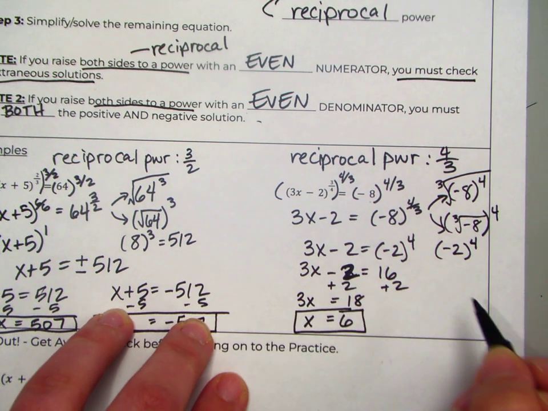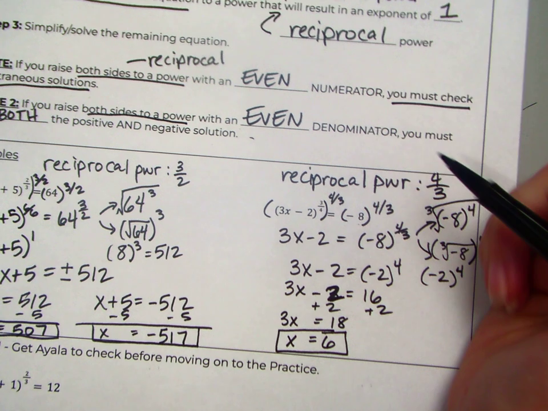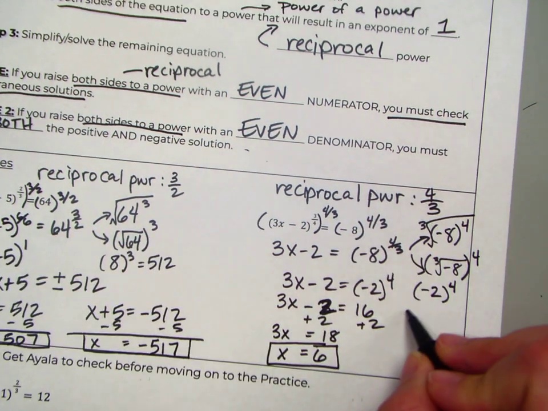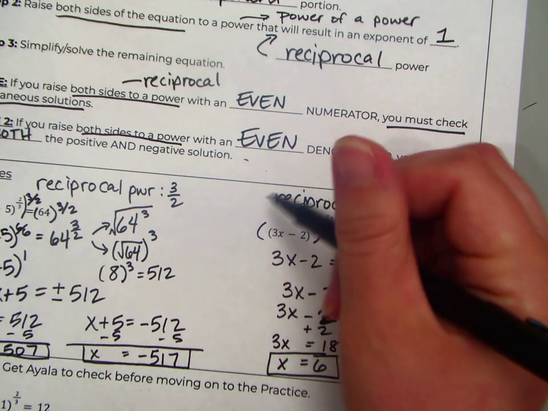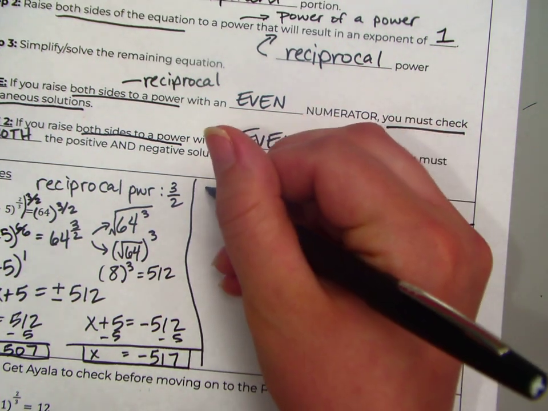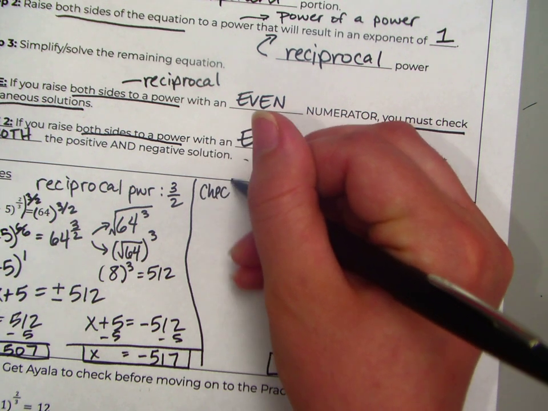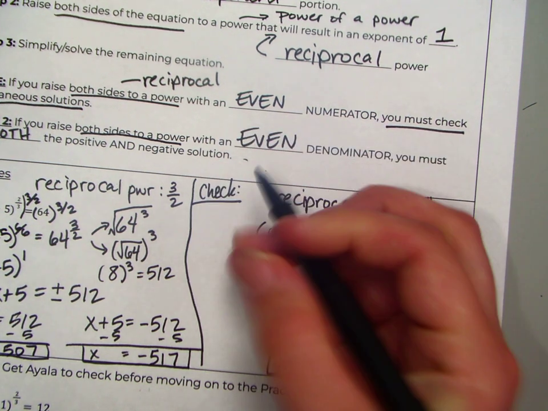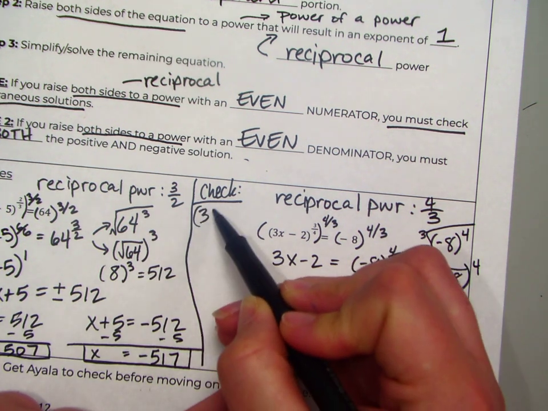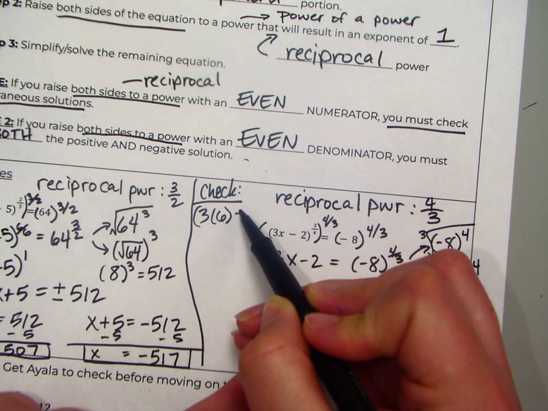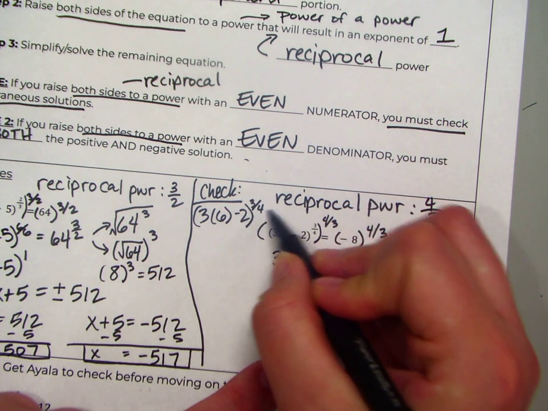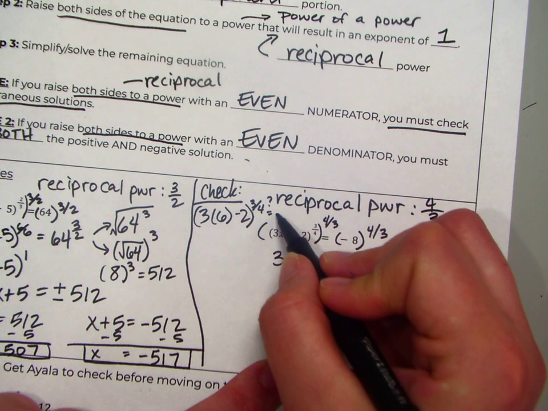Okay? But I need to check my results. I need to check because I raised it to a power with an even numerator. So my check is going to happen right here. So I've got 3 times 6 minus 2 to the 3/4 power. Does that equal negative 8?